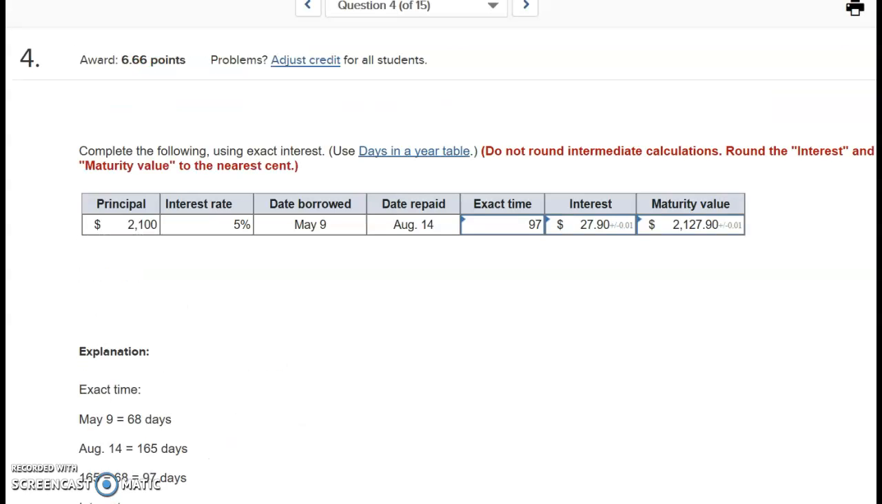The only difference with number 4 is that you are using exact interest. This is an assumption as opposed to ordinary interest. Everything else is calculated the same way that I already showed you. These dates do not cross over the end of the year, okay? We're just going from May 9th of one year to August 14th of the same year, okay?